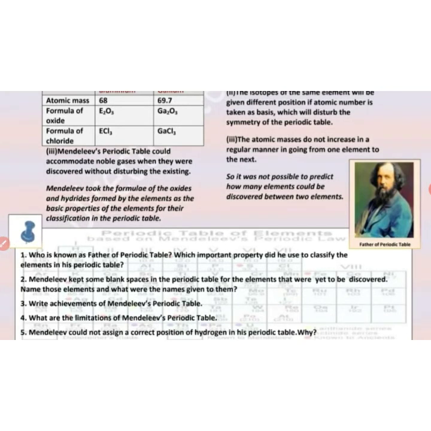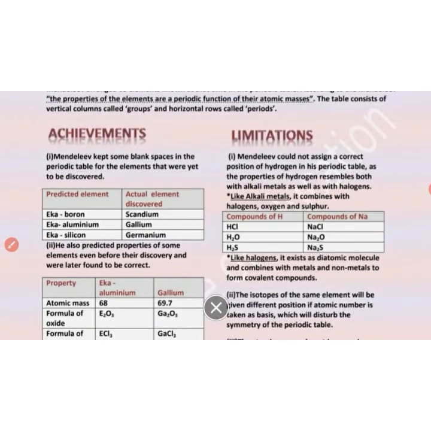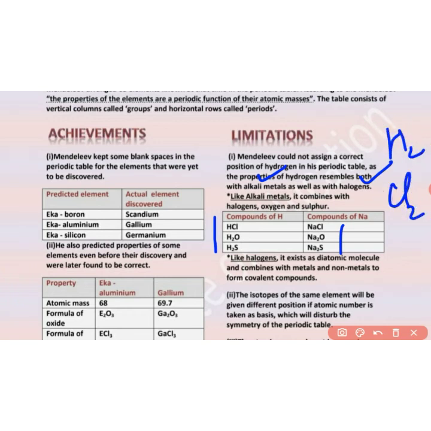Now fifth: Mendeleev could not assign the correct position of hydrogen in his periodic table. Why? As we have just seen, the position of hydrogen is not clear, because the properties of hydrogen resemble alkali metals as well as halogens. Like the alkali metals, it forms compounds with halogens, oxygen and sulfur. And like halogens, it exists as diatomic molecules.